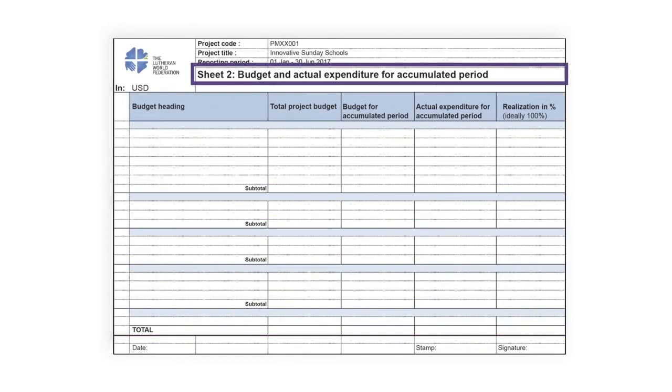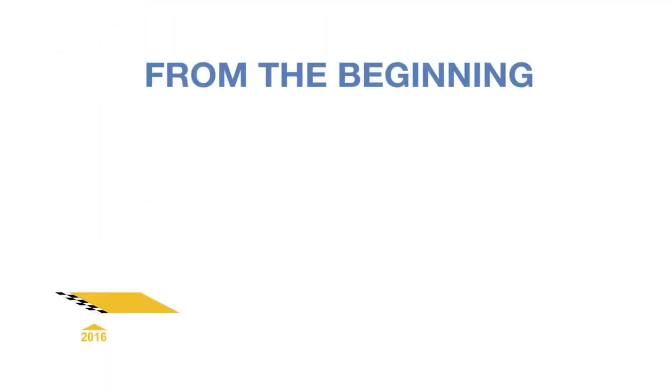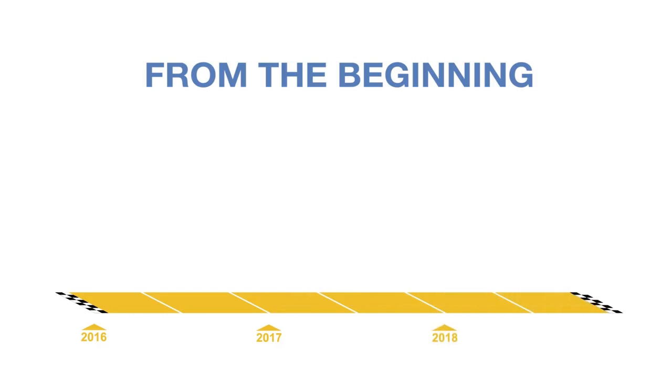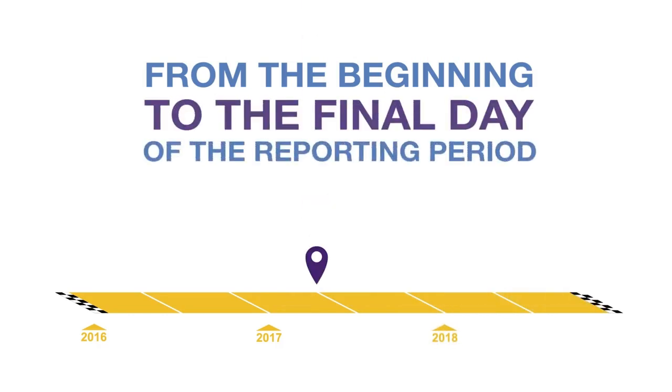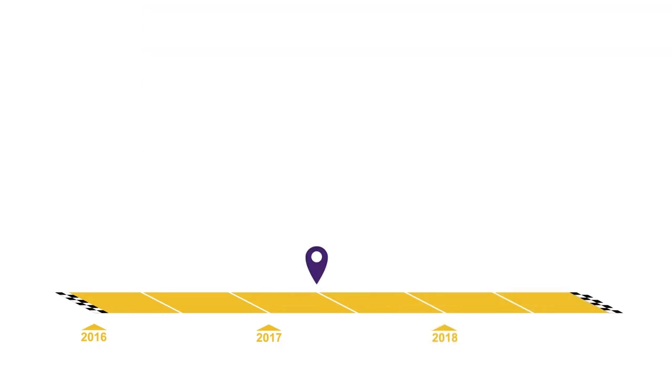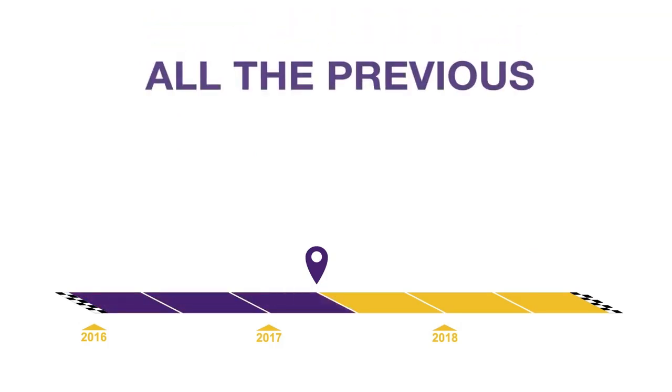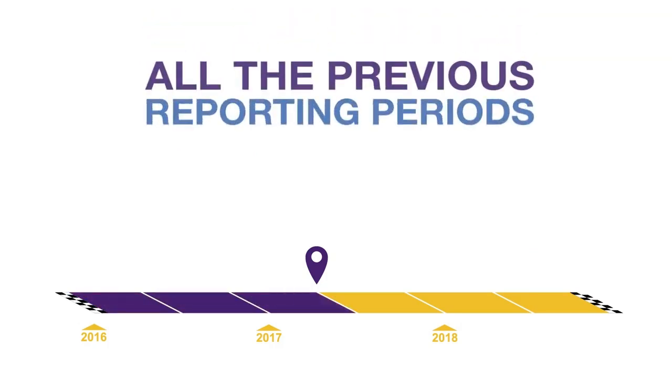Sheet 2, budget and actual expenditure for accumulated period. This sheet holds the information on budget and expenditure from the beginning of the 3-year project phase until the final day of this reporting period. This means the information covers all of the previous reporting periods.